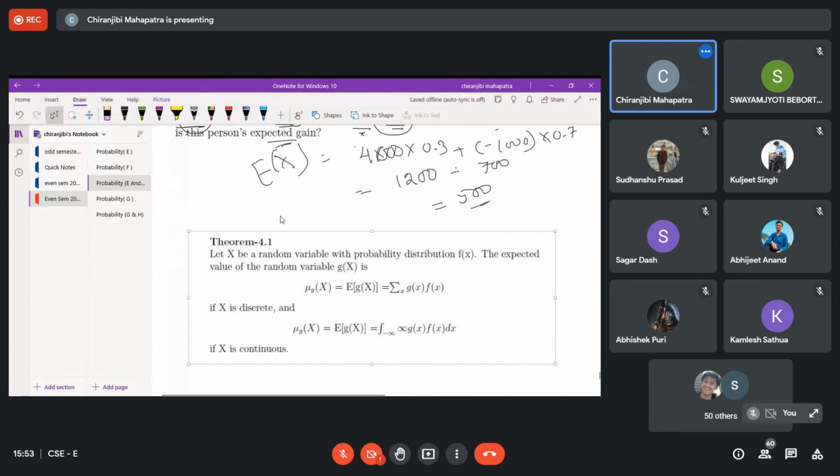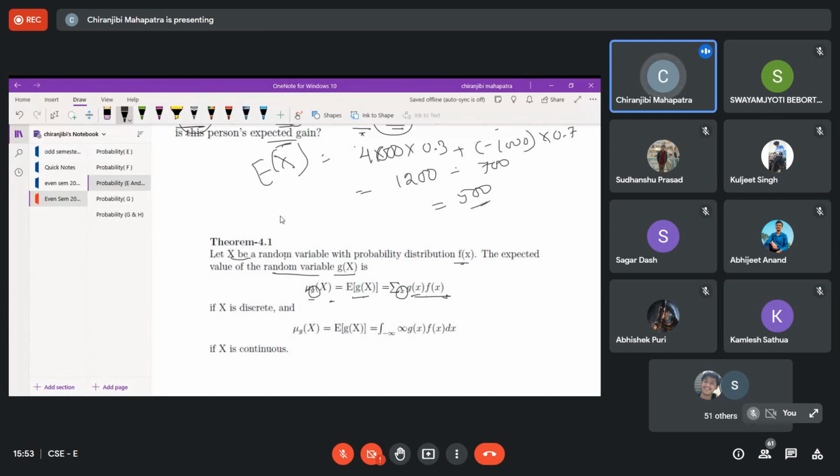Okay. So here, the next theorem tells you that if x is a random variable with probability distribution f of x, the expected value of the random variable g of x, that is mu g of x, equals the expectation of g of x, and it's equal to the summation over all x of g of x into f of x. Okay, so this is the mu g of x. So this means that if we are given any function g of x and we have to find out the expectation for that function, then this will be equal to g of x into f of x.